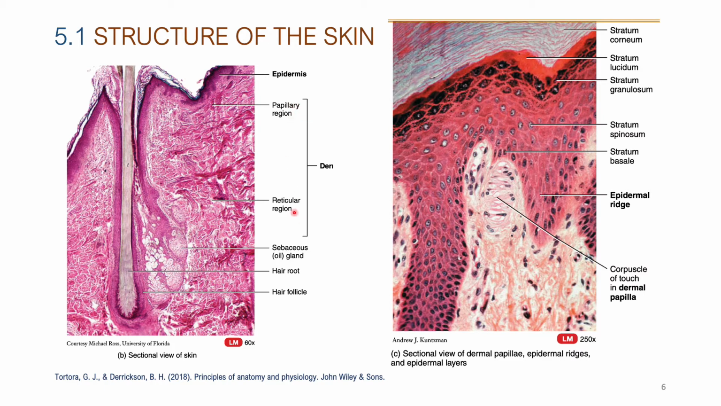the papillary region, and the reticular region of your dermis, the sebaceous glands, the hair root, and hair follicle. And on the right side, this is the sectional view of your dermal papilla, these epidermal ridges and epidermal layers. Starting off on the superficial, the stratum corneum, next the stratum lucidum, stratum granulosum, stratum spinosum, and stratum basale, the epidermal ridges, and the corpuscle of touch and dermal papilla. And we will be looking at the functions of these epidermal layers in the next few slides.